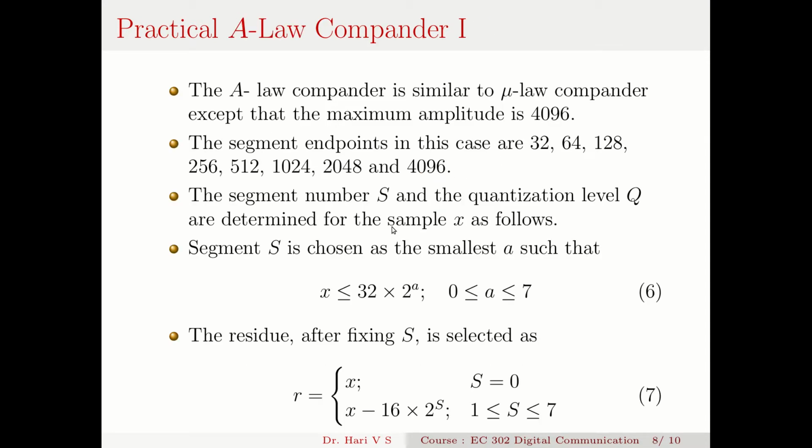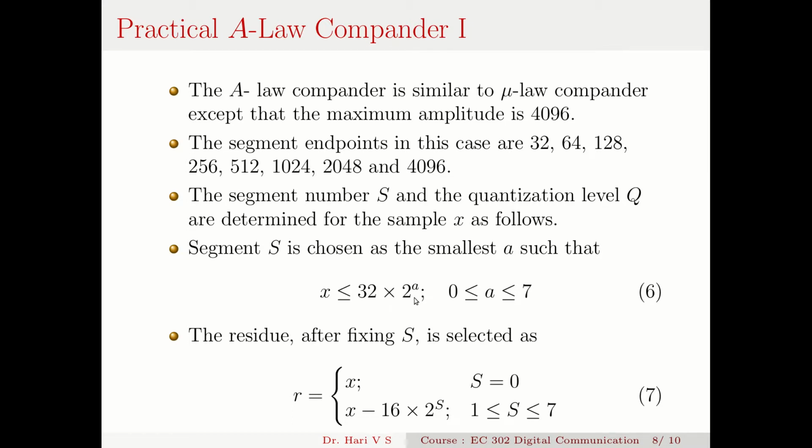Now when I come to an A-law compander, this is similar to a mu-law compander, except that the maximum amplitude is 4096. There are 8 segments, so the endpoints in this case are 0, 32, 64, 128, 256, 512, 1024, 2048 and 4096. You can see that the slope gets divided by 2 in every segment. The segment number and the quantization level are determined by this algorithm. The segment number S is chosen as the smallest a such that x is less than or equal to 32 into 2 raised to a.